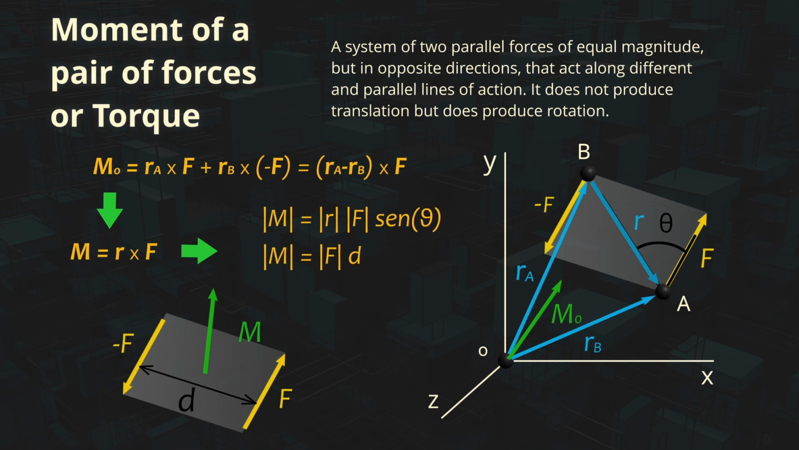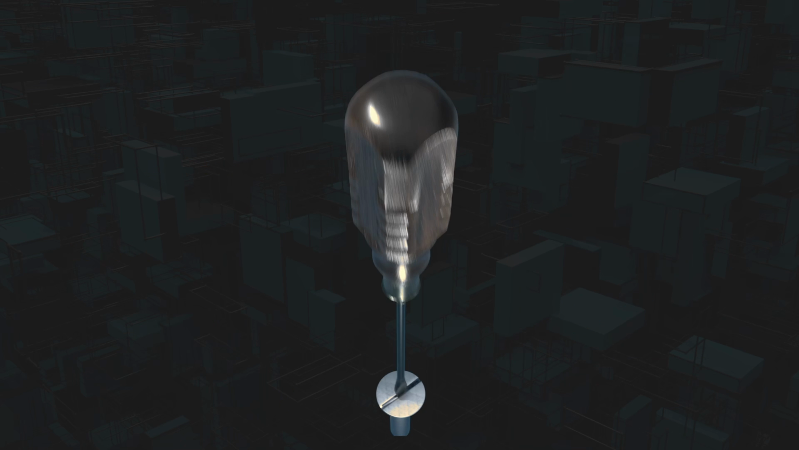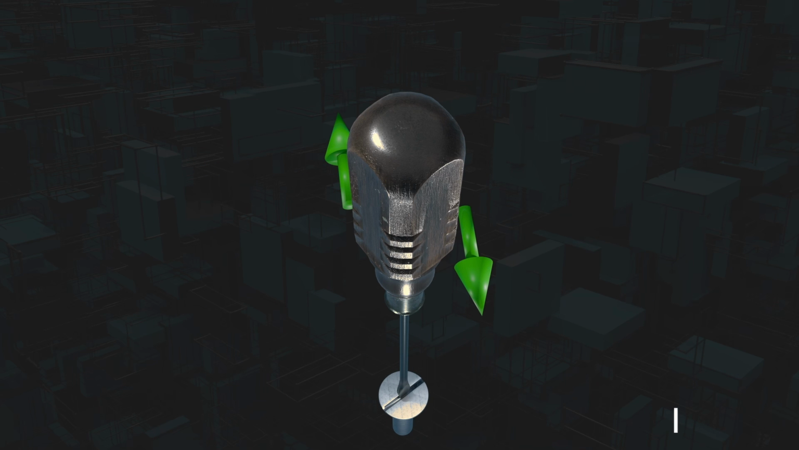A daily example of torques is observed when using a screwdriver. When tightening a screw, we apply a torque on the handle of the screwdriver that produces a moment that makes the screw turn.